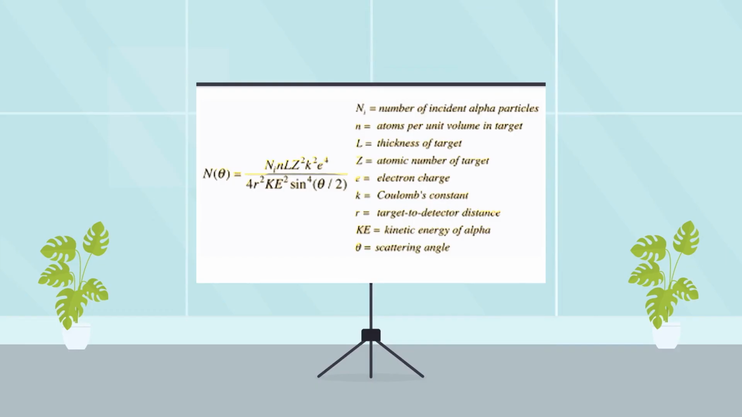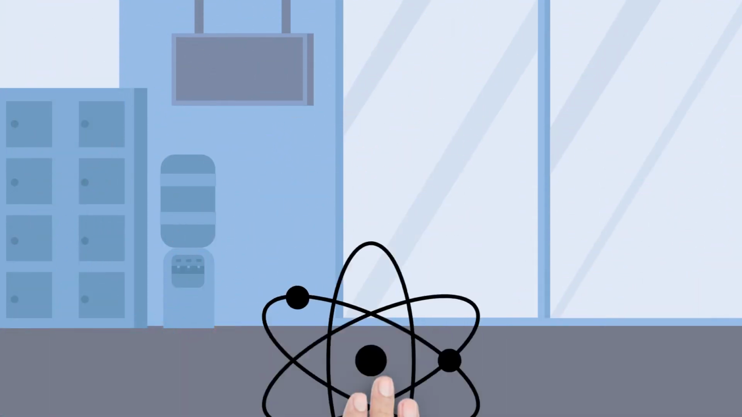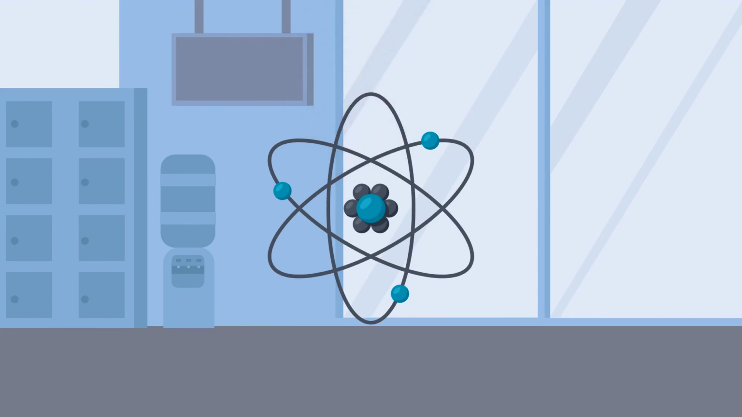Anyway, Rutherford's discoveries proved that Thomson's plum pudding model was incorrect, and positive charge is concentrated in the tiny nucleus. Later research by Niels Bohr proved this correct, and this led to the planetary model of the atom.